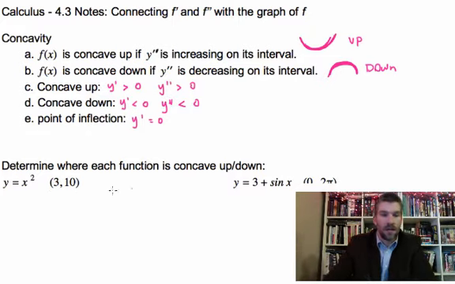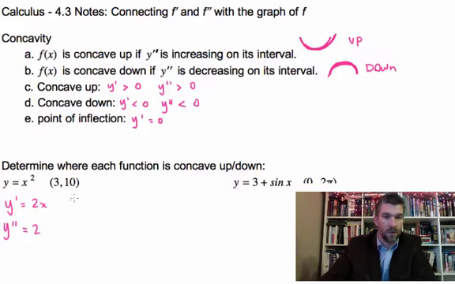So let's check it out here. Determine where the function is concave up or down, and we're going to look at x squared. Okay, and we're going to look at the interval from 3 to 10, not including 3, not including 10. So the first derivative is 2x. Second derivative is 2.